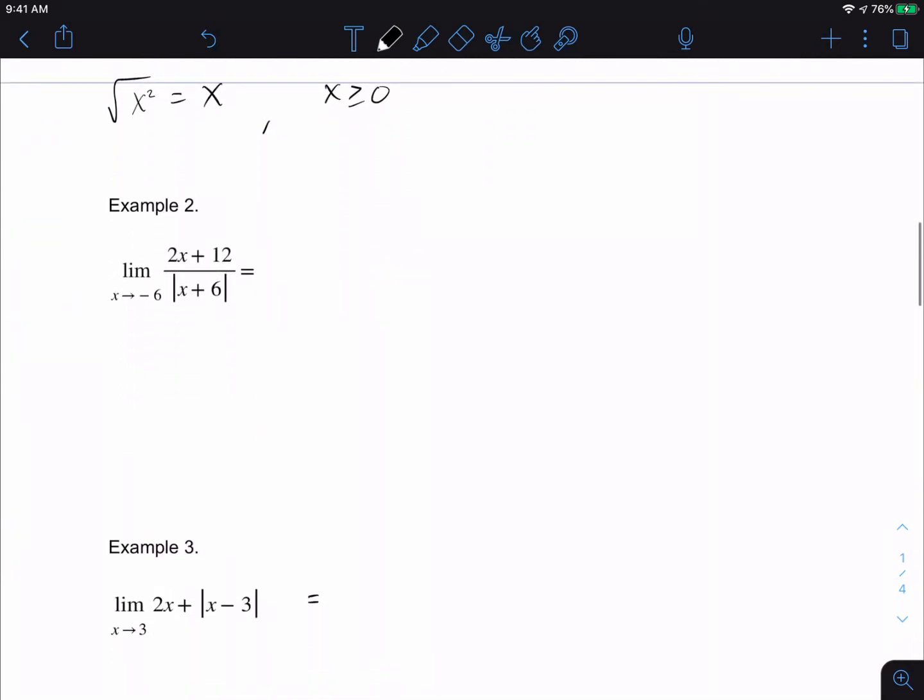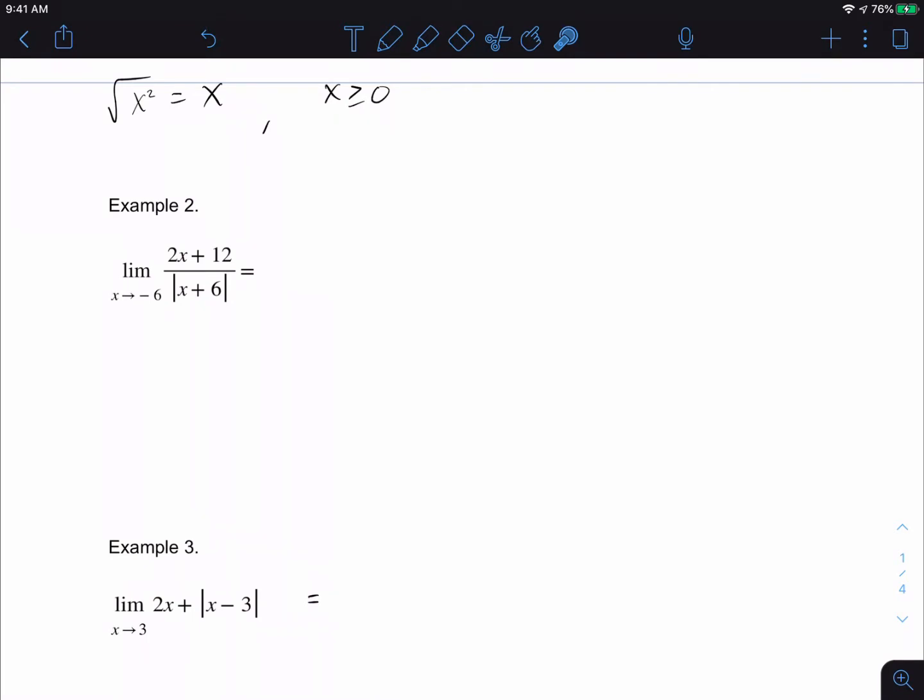Here's an example. In this example, we have x approaching negative 6. What we can do is look at this absolute value piece. Going back to limits to make sure you completely understand: what does this mean here? Which way am I approaching negative 6? From both sides. That's important. We're coming to it from both sides.